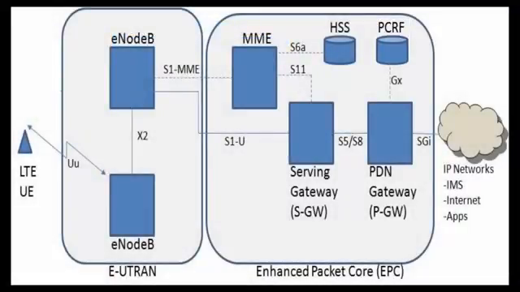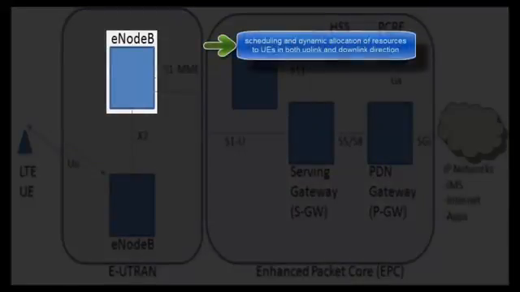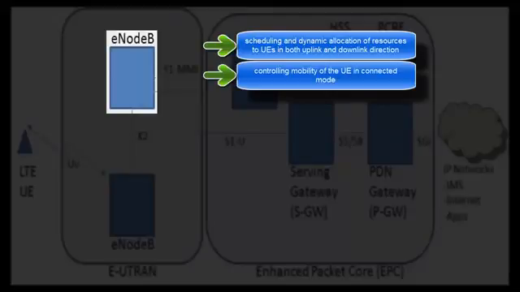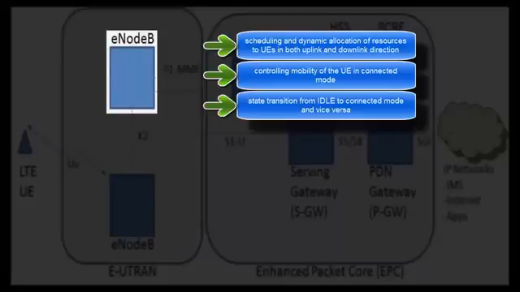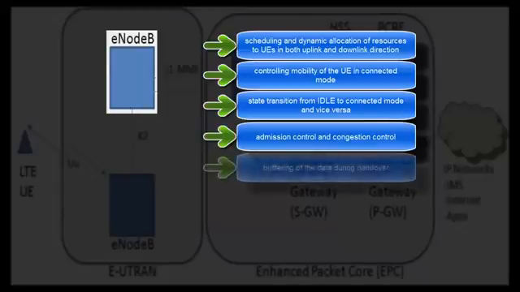So we have had an overview of all the nodes. Now I would like to summarize whatever we have learned till now. Let's come to eNodeB and revise what all it does. Number 1, scheduling and dynamic allocation of resources to UEs in both uplink and downlink direction. Number 2, controlling mobility of the UE in connected mode. Number 3, state transition from idle to connected mode and vice versa. Number 4, admission control and congestion control. Number 5, buffering of the data during handover.